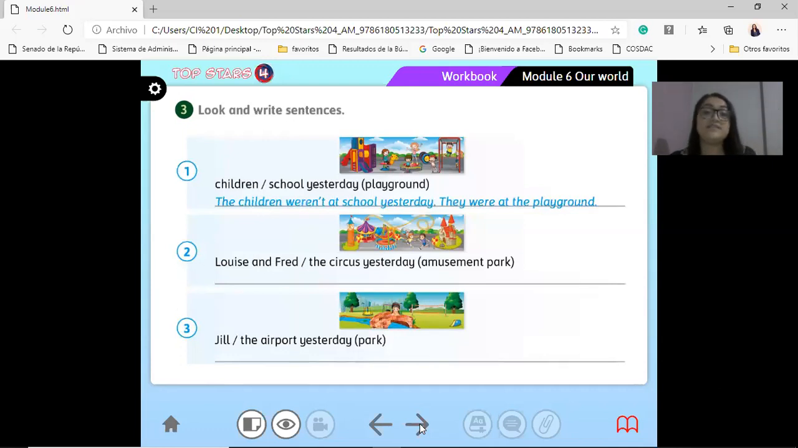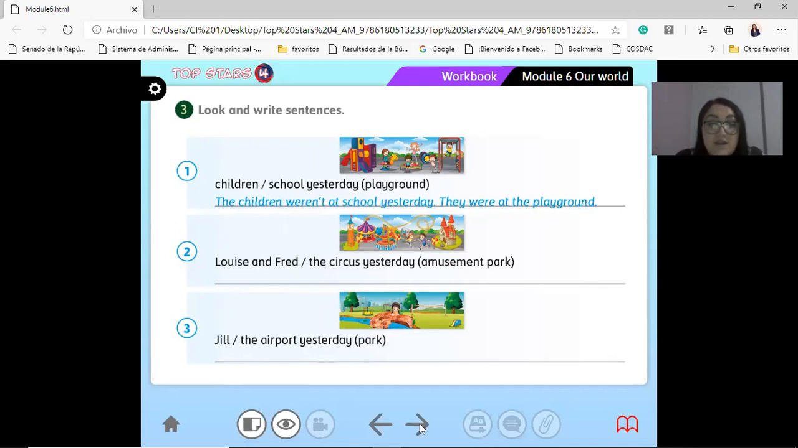Look and write sentences. We have some vocabulary in here. Tenemos algunas palabras de nuestro vocabulario para crear algunas oraciones. En la primera tenemos nuestro ejemplo. The children weren't at school yesterday. Ellos no estaban en la escuela. They were at the playground. Ellos estaban en los jueguitos. Okay. Let's analyze the next picture. Vamos a analizar la siguiente foto.